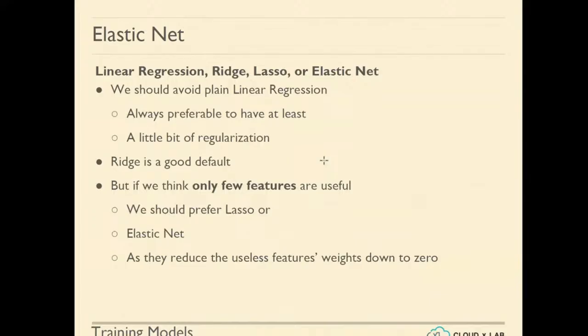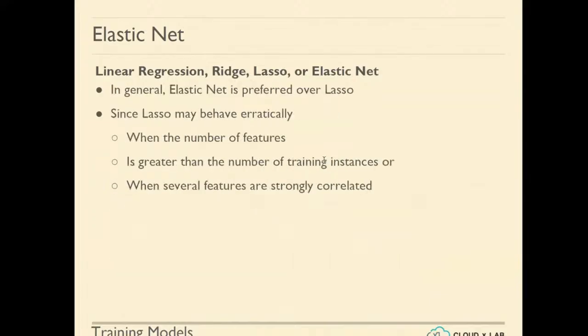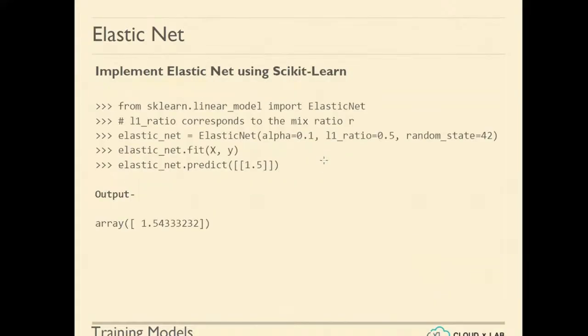In general, elastic net is preferred over lasso. Lasso may behave erratically, so we will not use lasso when the number of features is greater than the number of training instances, or when several features are strongly correlated, right? Because in the case of lasso, it will make theta values perfectly 0, so it will create a problem.